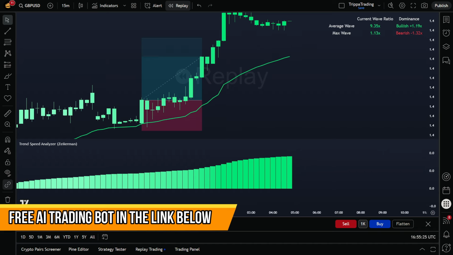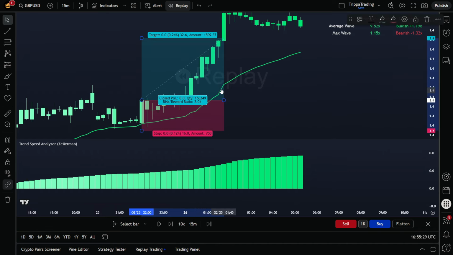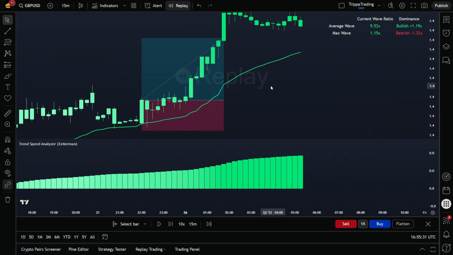With its adaptive trend line, real-time momentum histogram, and live wave stats, it gives you a 3D view of what the market is doing, not just what price is showing on the surface.